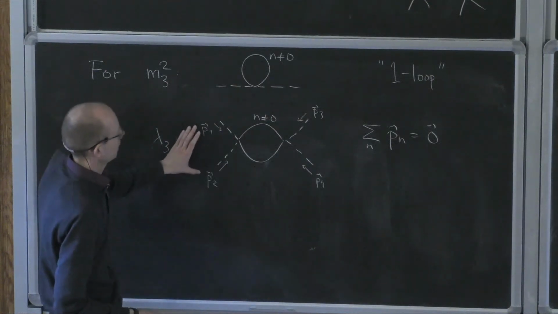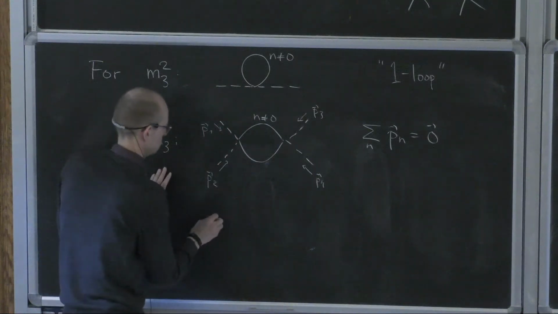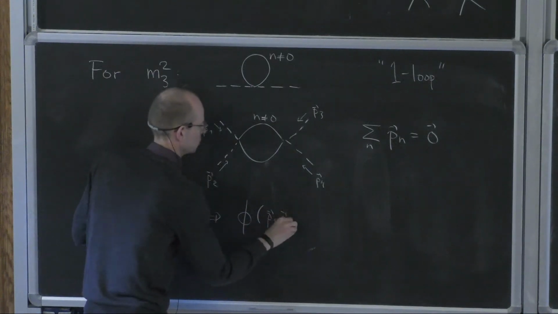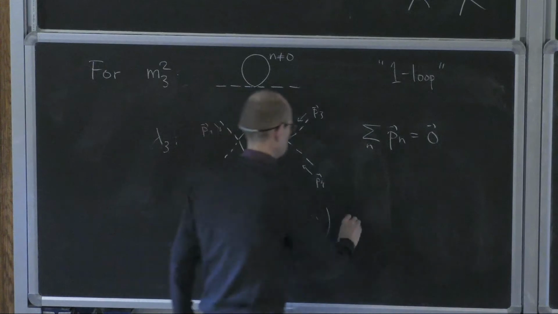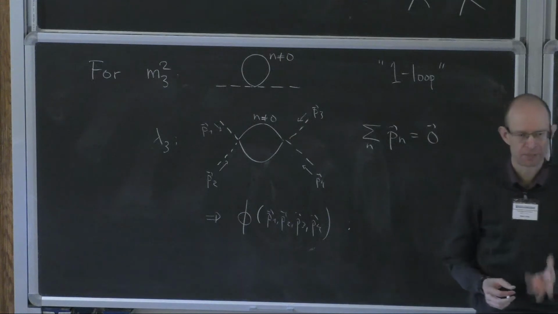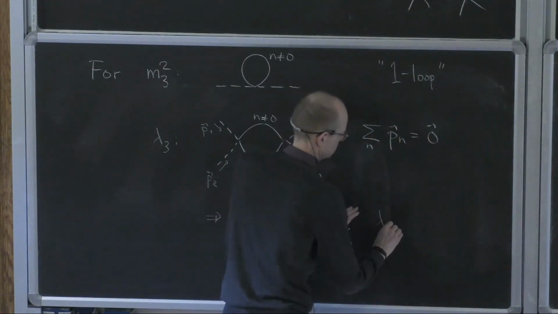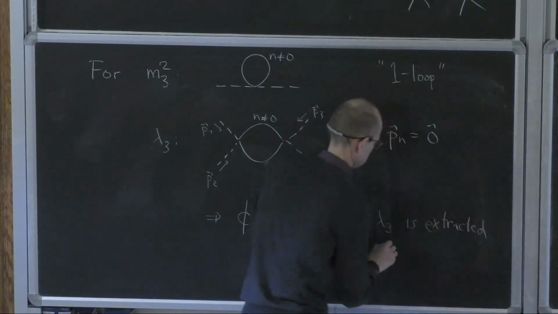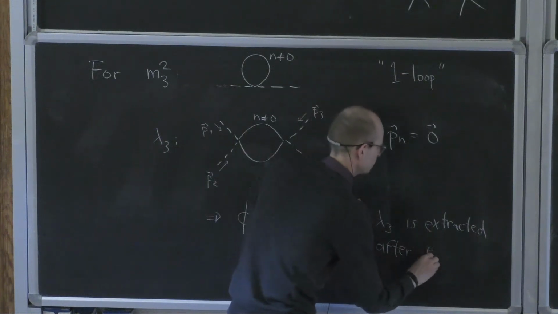But okay, if I put in arbitrary spatial momenta, then this is a complicated function of these momenta. But this coupling is just a number. It's not a function, it's just a number. And so now the way to extract the coupling is by expanding in momenta.